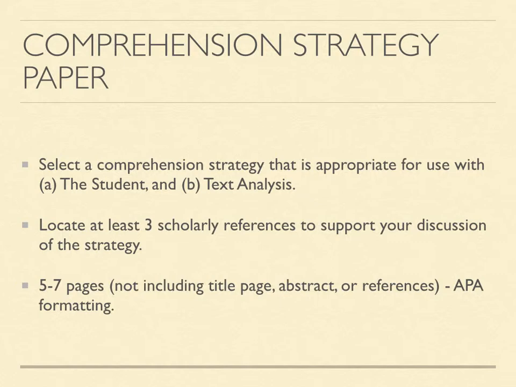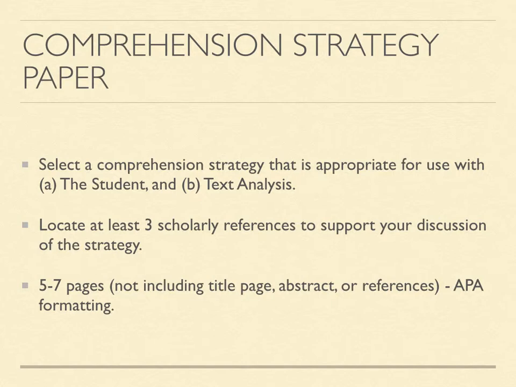In addition to the readings that we have for this assignment, you're also locating at least 3 scholarly references to support your discussion of the strategy. So once you've selected the strategy or strategies that you are focusing on in this paper, you'll want to look at, say, the Reading Teacher journal or the Journal of Adolescent and Adult Literacy, or any literacy journal in which they talk about that particular strategy. You'll want to focus on selecting 3 of those to support your discussion.